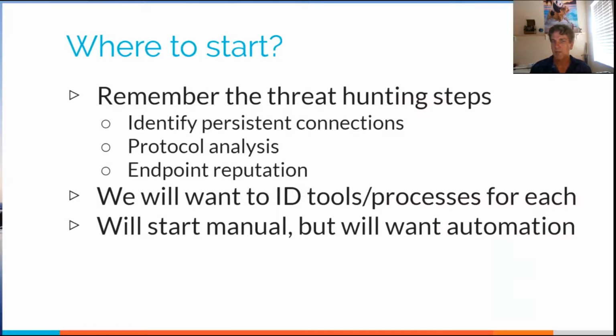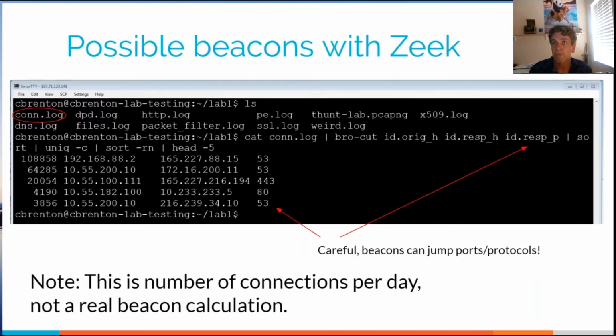Well, remember our process. Step one, identify: is there any persistent communications taking place? So that needs to be the first thing we go through and do. And then after that, we can analyze the protocol that's being used. We can take a look at the reputation of the endpoints, and we can further dig down into our threat hunt from there. But it needs to start with identifying who has persistent connections going on. So how do I go through and do that?